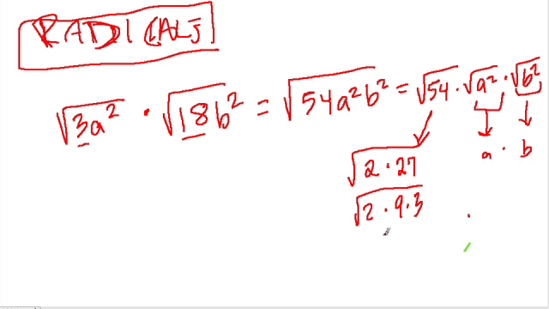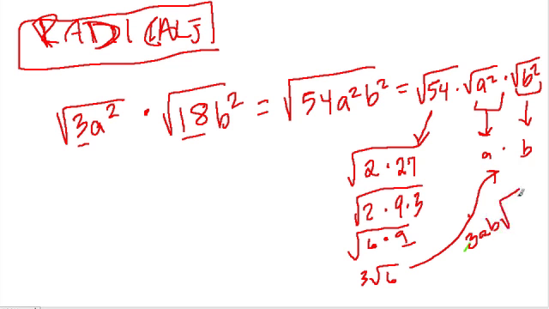So I'm going to rewrite this as 6 times 9, because 2 times 3 is 6. Square root of 9 is 3, so 3 radical 6. And then that times a times b, so we get 3ab radical 6 for this problem.